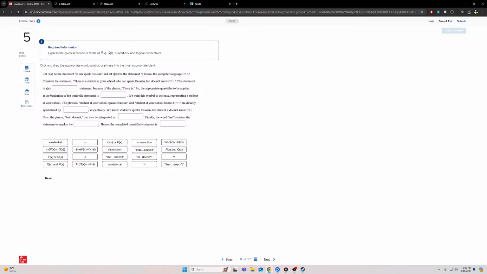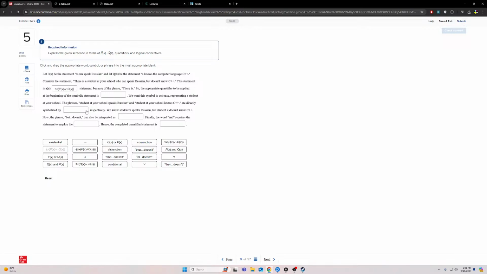Let P of X be: X can speak Russian. X knows language C++. Consider the statement: there's a student at your school who can speak Russian but doesn't know C++. So, there exists X, P of X, Russian, and not C++.